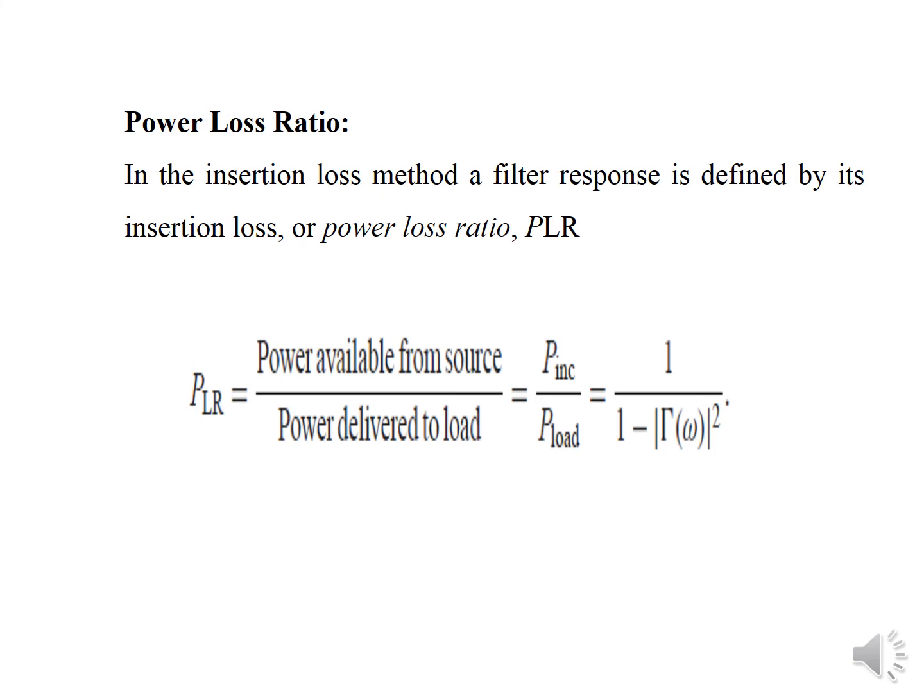Coming to the power loss ratio, we can calculate the insertion loss of a filter by defining its insertion loss or power loss ratio. This is denoted as PLR, where PLR is equal to the power available from the source divided by the power delivered to the load. We can denote it as P incident divided by P load. This is again expressed in terms of the reflection coefficient, which is given as 1 divided by 1 minus the magnitude of gamma of omega, whole squared. This is called the power loss ratio. So this is how it works.